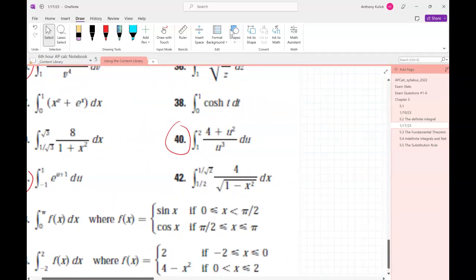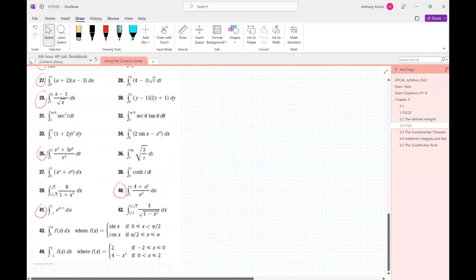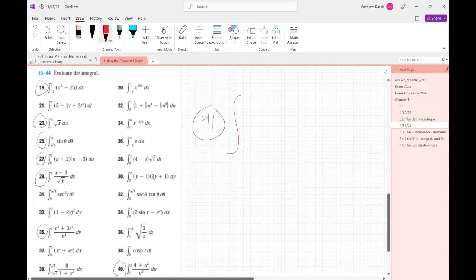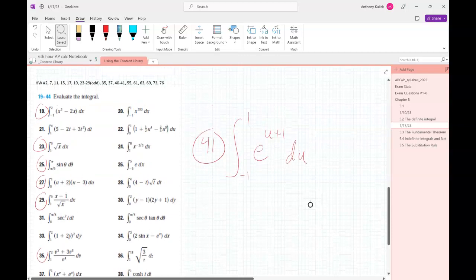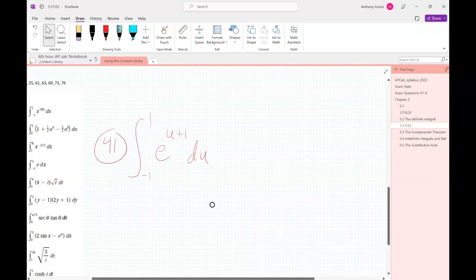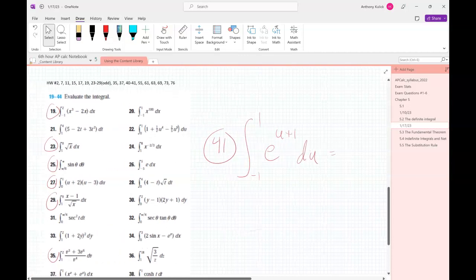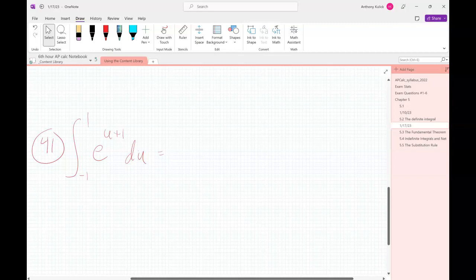It's u plus 1. It's the integral from -1 to 1, e to the u plus 1 du. And here we're using the Fundamental Theorem of Calculus Part 2. So what's the antiderivative of e to the u plus 1?